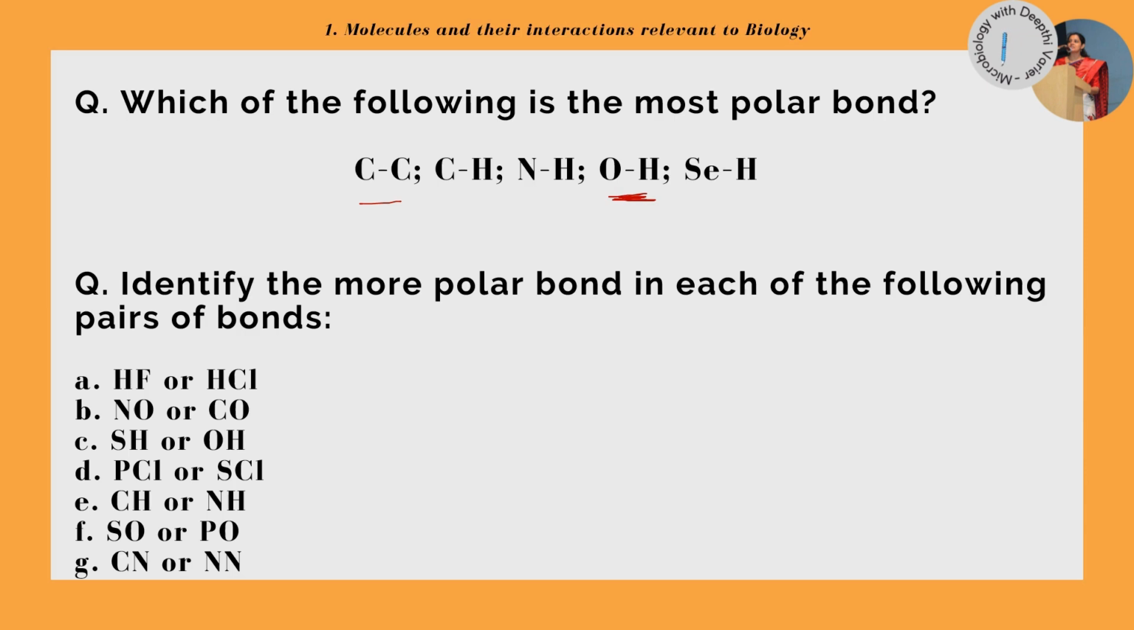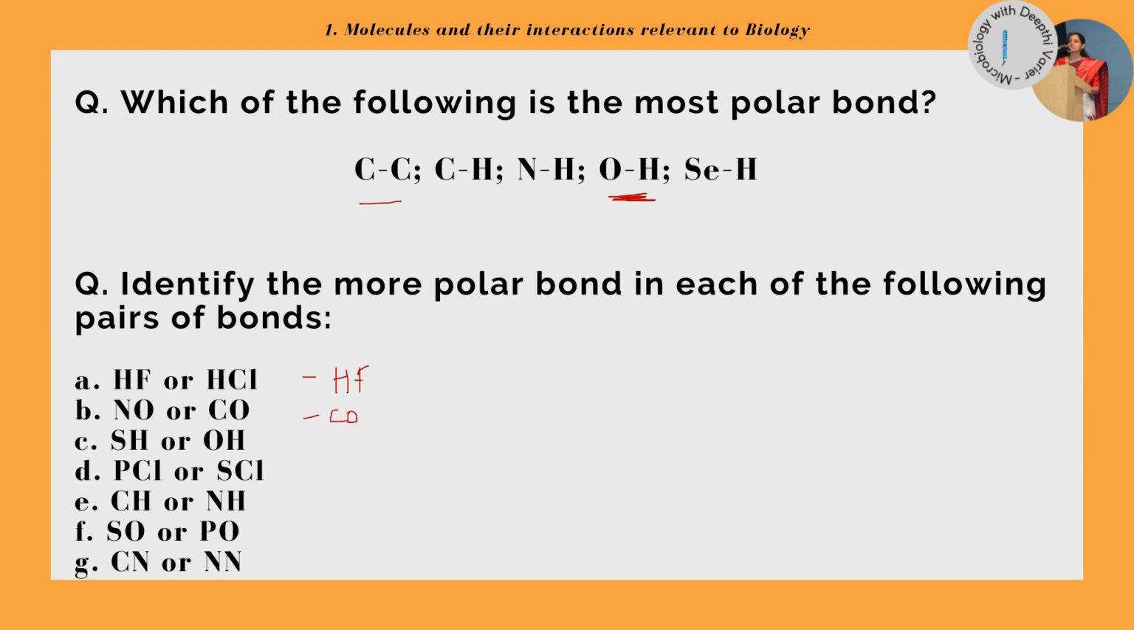In the second question, they have given you different examples and different pairs, and you are asked to identify which one is the more polar of each of these. So if you see here, we have hydrogen which is bound with two halogens, but then fluorine is more electronegative than chlorine. So the answer here would be HF. Between NO and CO, we know that the one which has more difference in electronegativity with oxygen would be carbon. So the answer here is CO, or carbon monoxide.